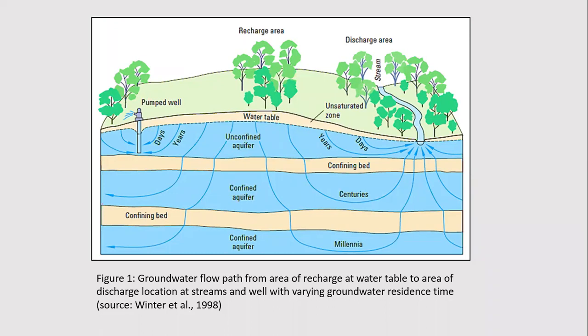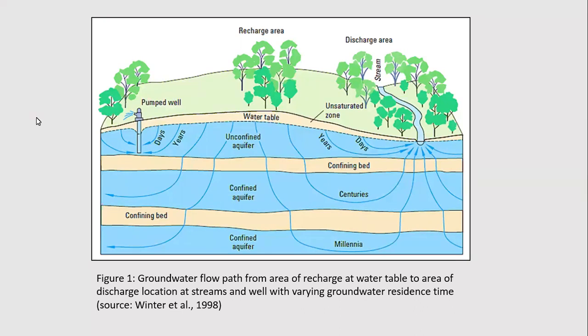Eventually, depending on the time, the scale and the groundwater flow path, it will be discharged either into the stream, and this may take days, years, centuries or millennia, depending on the permeability of materials and the movement of the groundwater flow to the discharge area, or it might be discharged into the pumping well, as we pump our water out via the pumping well.